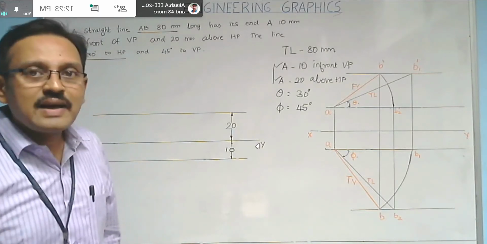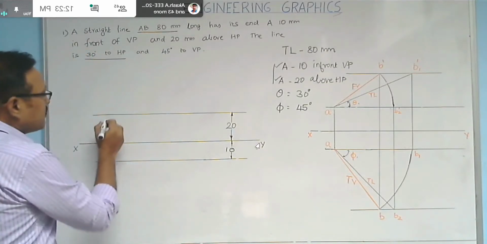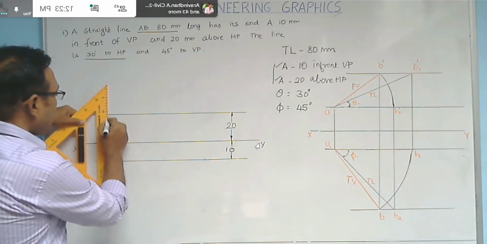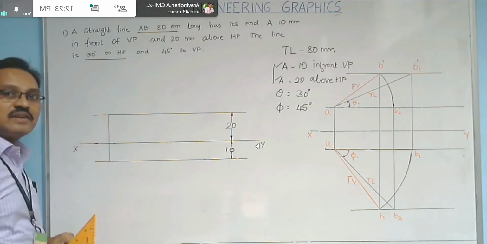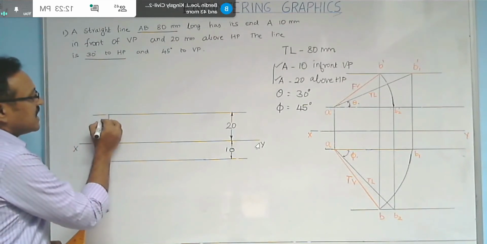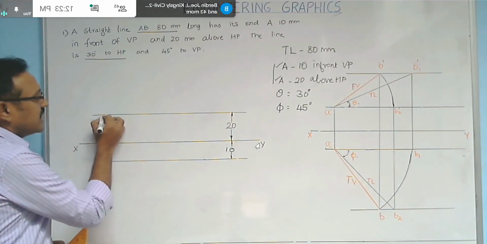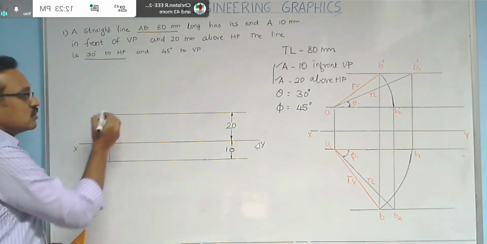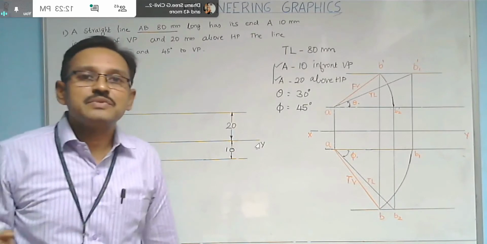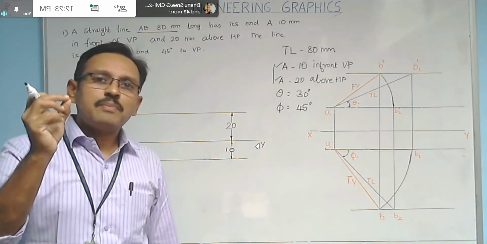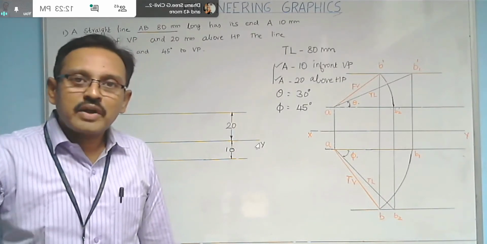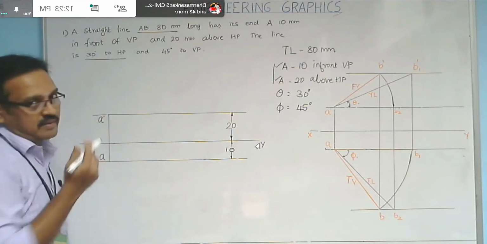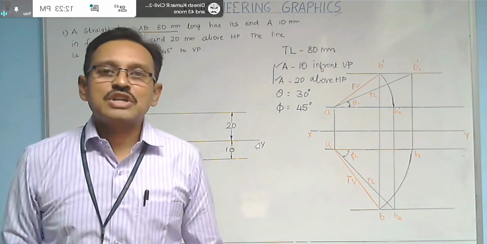Now I fix the end A. Let me take this as end A. You draw a vertical line from here. So this is end A. It can be named as A dash. This can be named as A. Because in projection of points we have seen that end A is a point. The front view of the point can be named as A dash. The top view of the point can be named as A. That is what we discussed in projection of points.